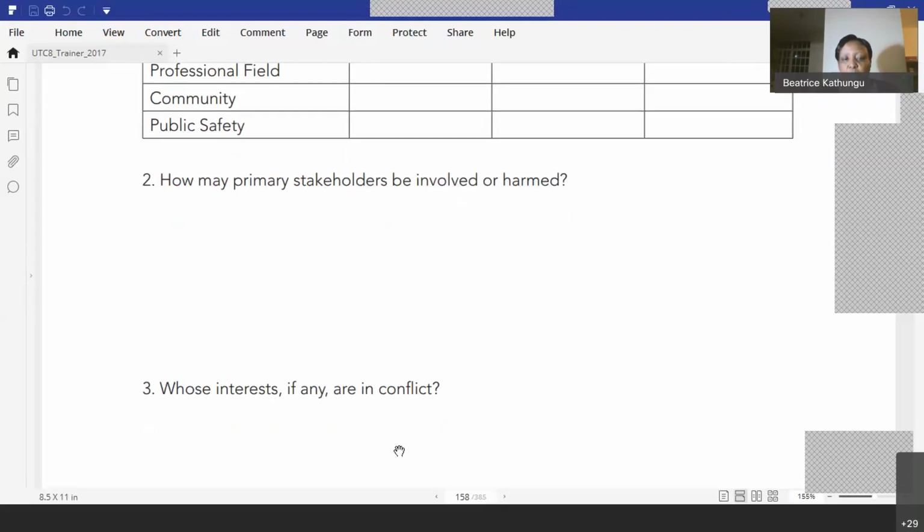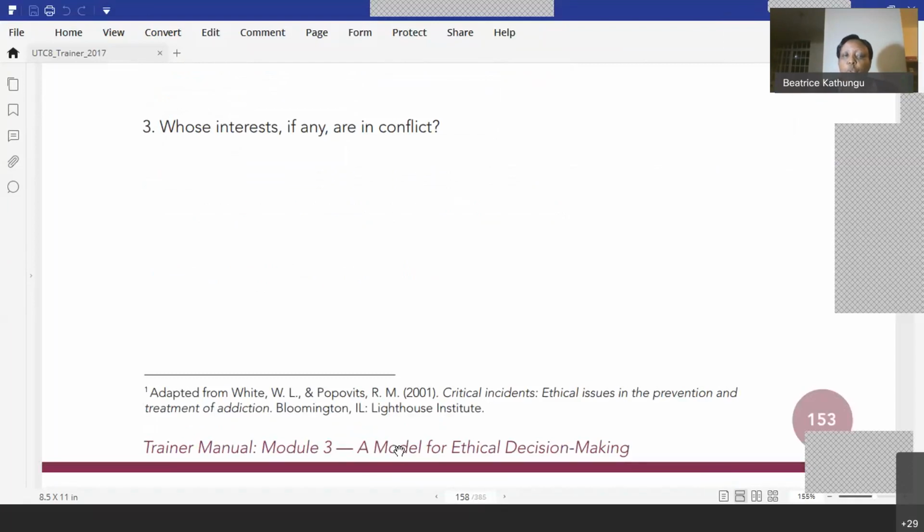The third area is about interests, if any. So whose interests are in conflict here? Listening to Titi's case, whose interests were involved and which ones were in conflict? Yes, Fatima, I see your hand. Yes, the interest of the SUD counselor herself and the interest of the organization are in conflict. So the counselor versus the organizational interest are in conflict. Thank you. Any other that were in conflict that anybody else can pick?